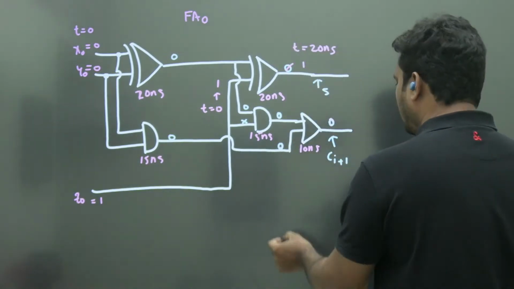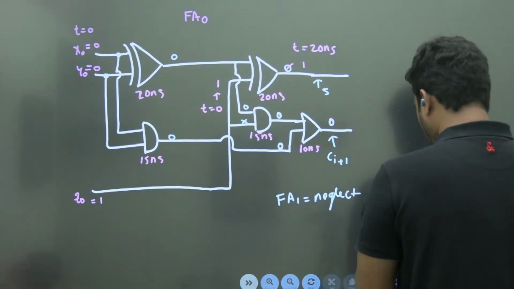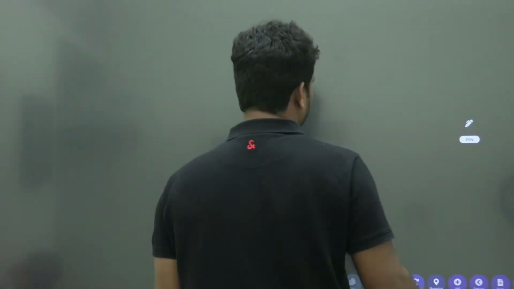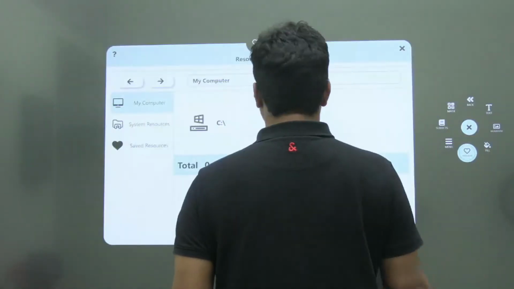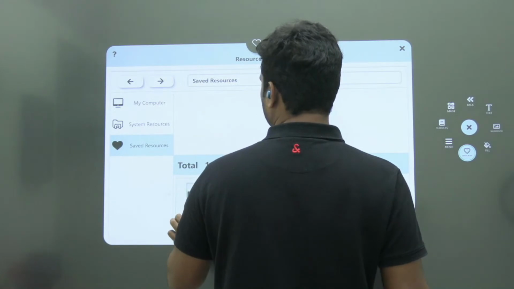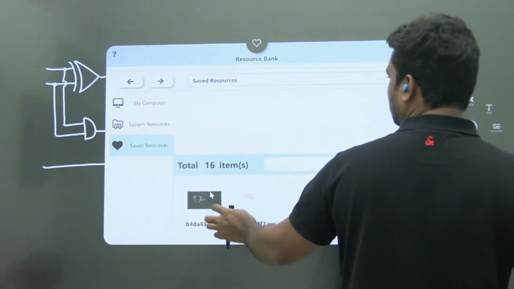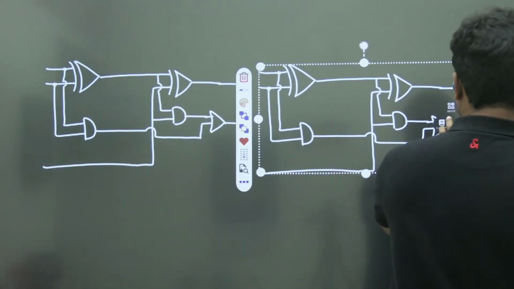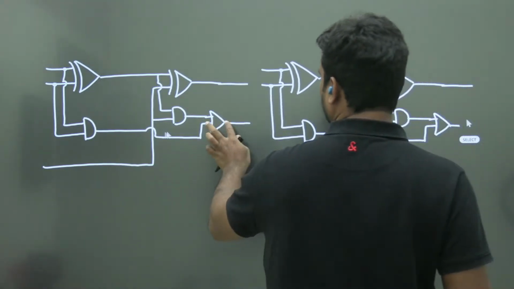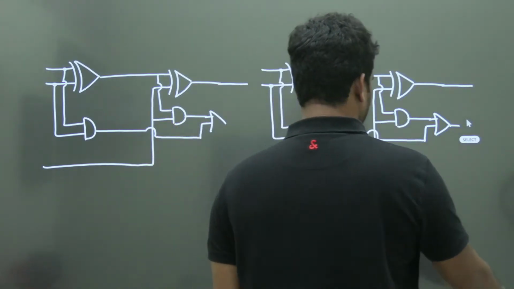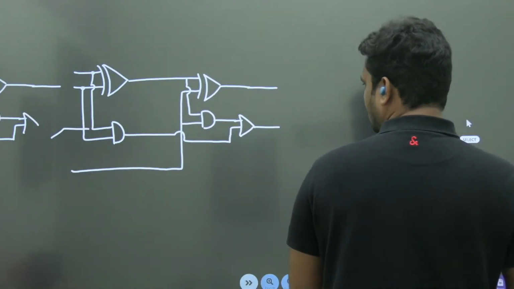Now, full adder 1, you can neglect. FA1, neglect. Now, FA2 and FA3, let us analyze. What is happening?